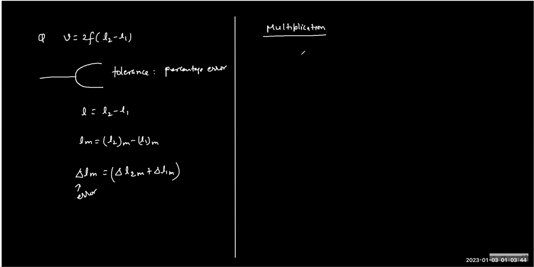So when you multiply something, let z equal ab. I'll write z later as z mean plus minus delta z mean, and a we can write as a mean plus minus delta a mean. This is just to show you for the first time. Nothing like this is required to solve.